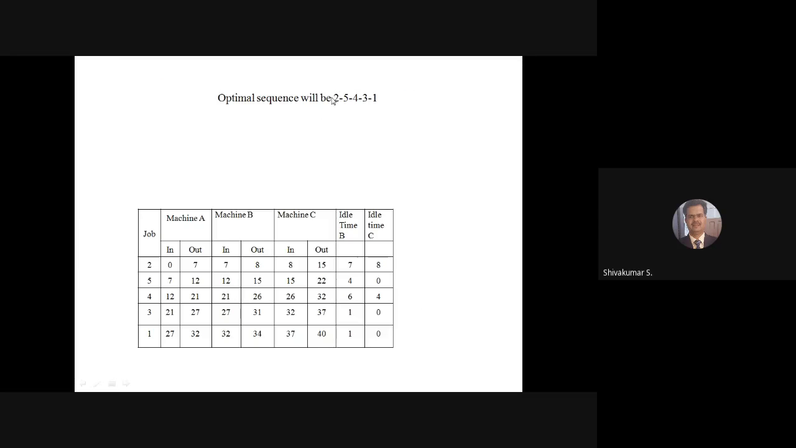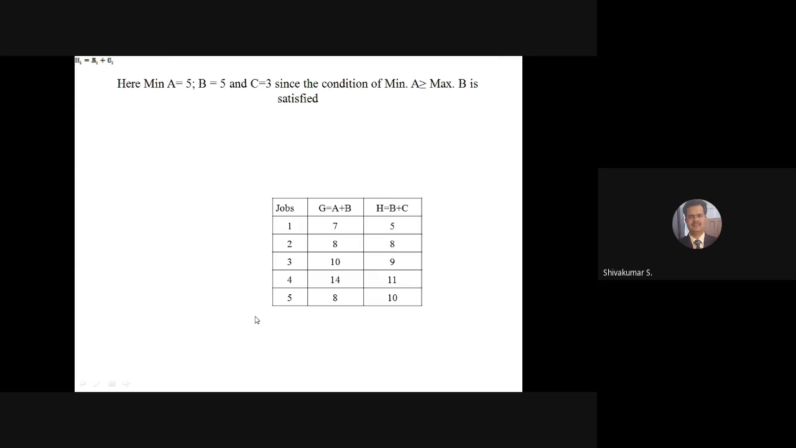So now the sequence becomes 2, 5, 4, 3, 1. Check it out now. See here, I told you to make a box here.